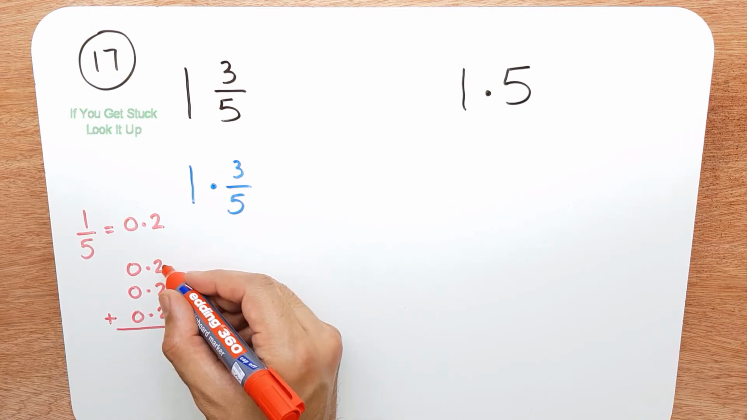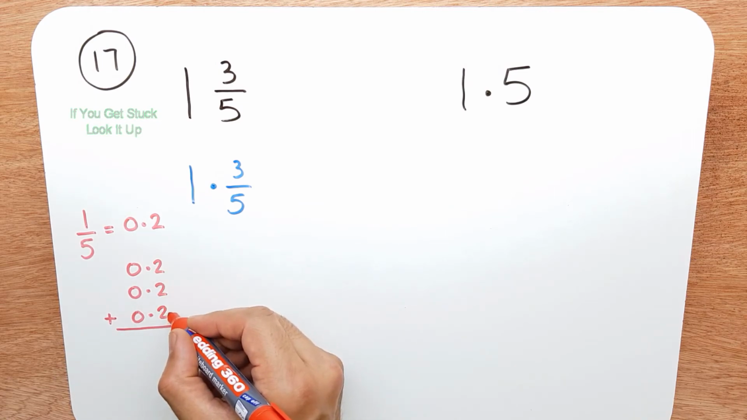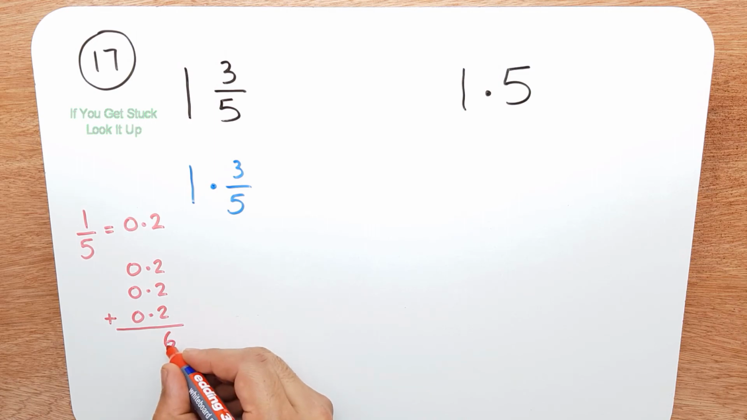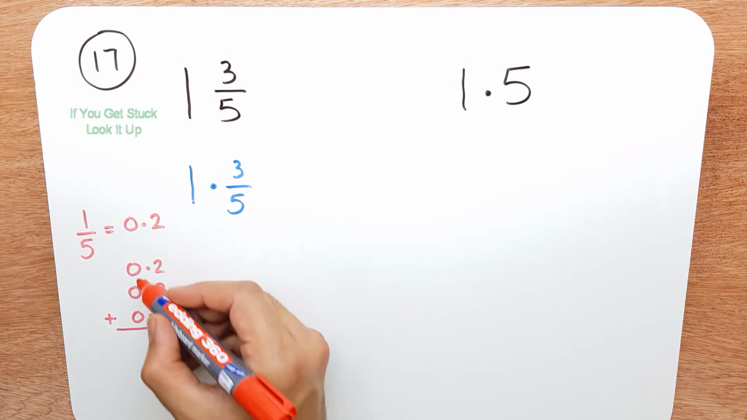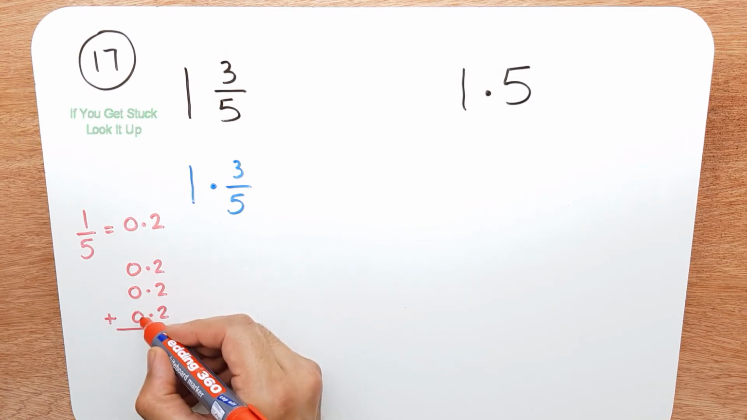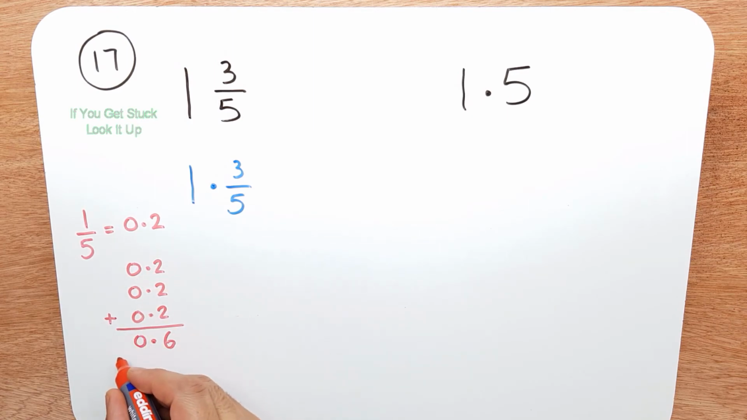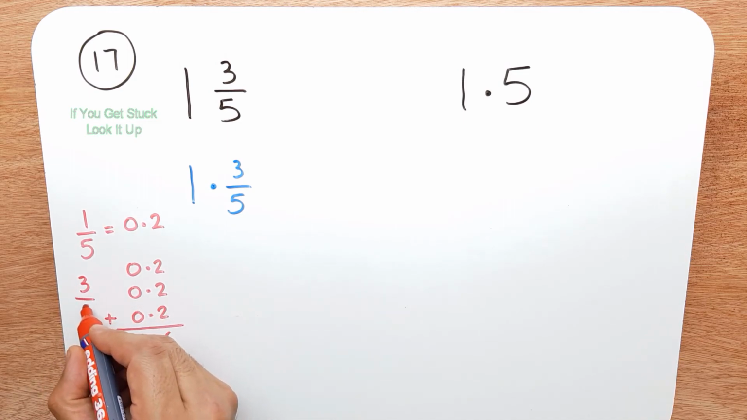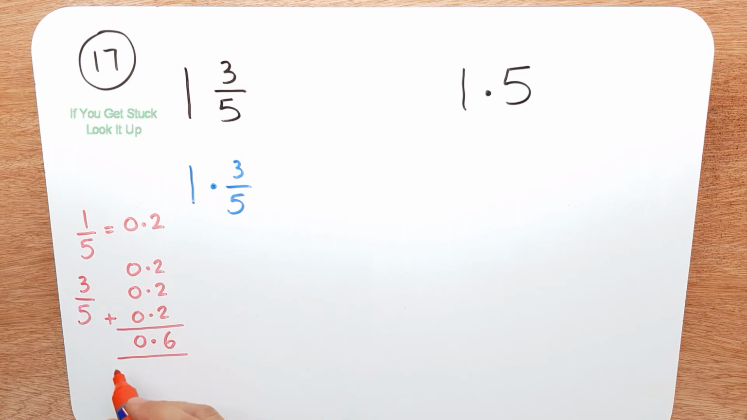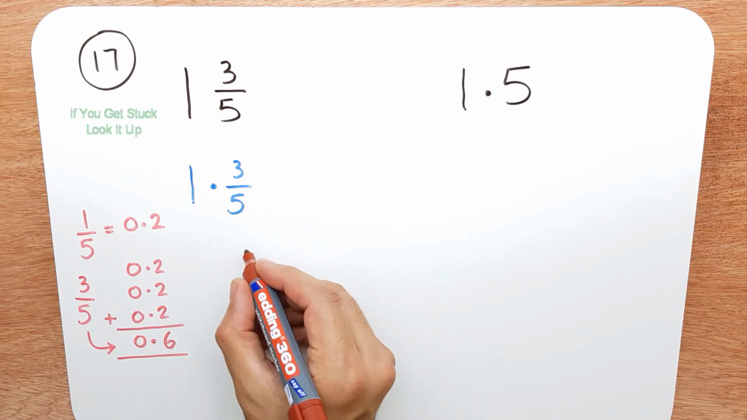Let's start here. 2 plus 2 plus 2 is 6. Now carefully line up the decimal point, and 0 and 0 and 0 is simply 0. So I now know that 3/5 is 0.6. Now let me do it another way.